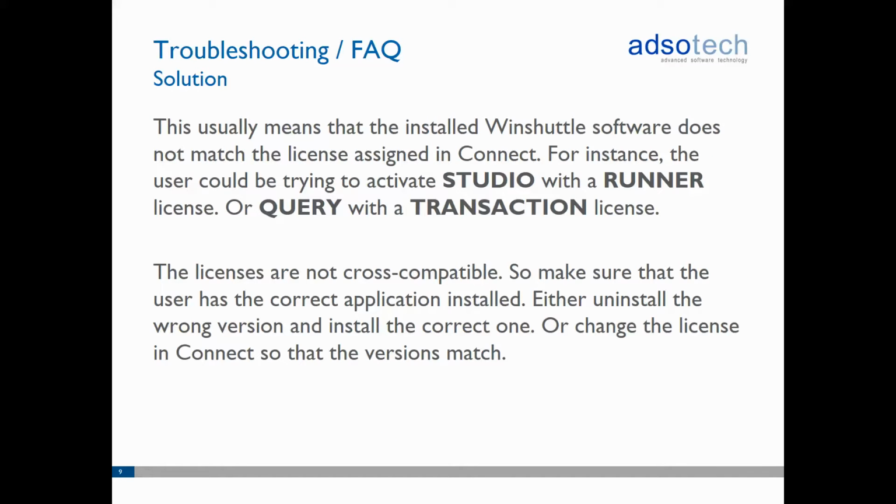With the version 10 products, each application has a separate installer and you have to make sure that you have installed the version that matches the license assigned to you in Connect. For instance, you cannot activate Winshuttle Studio with a runner license, or query with a transaction license, and so on. So double check what license you have assigned to you in Connect and the application you have installed and make sure that they match.